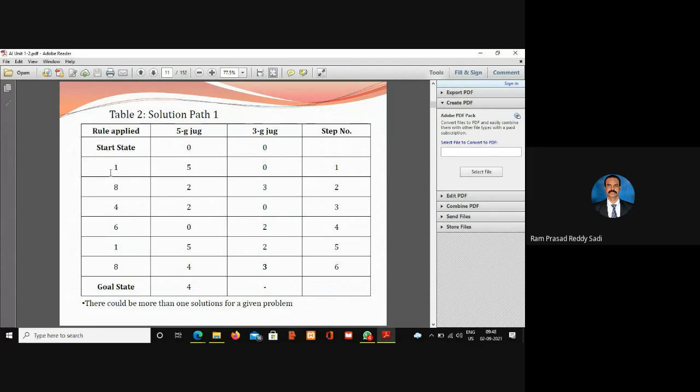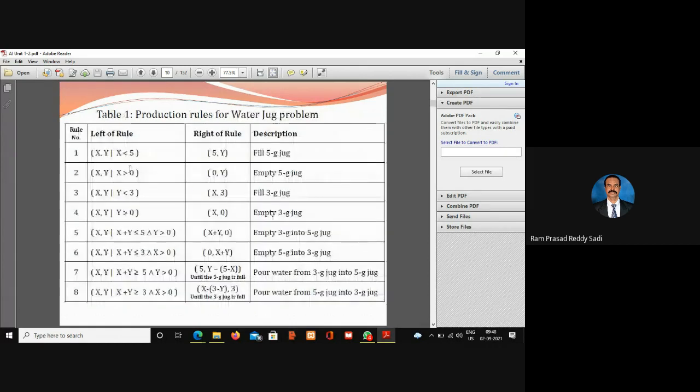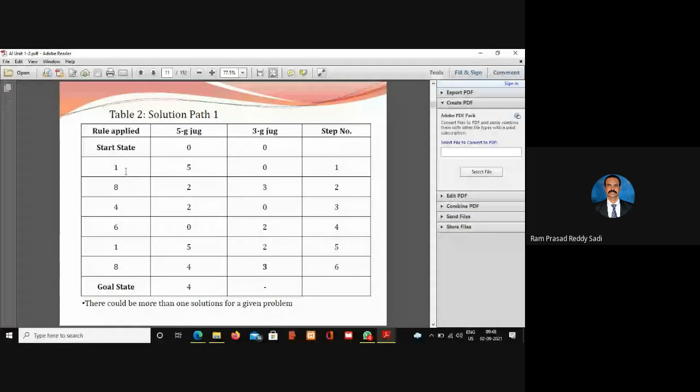Now I am applying rule number 1. What is rule number 1? Just now we have seen, fill the 5-gallon jug. So what will be the right side part of the rule? (5, y). When I fill the 5-gallon jug, the quantity of water available in the 5-gallon jug is 5 and the 3-gallon jug is 0, and this is step number 1. The rule applied is the first rule.